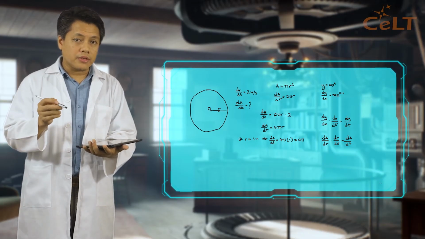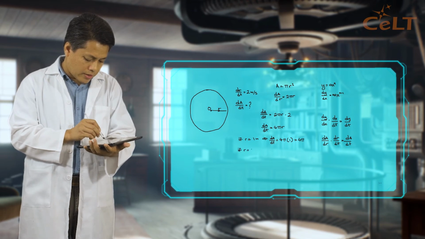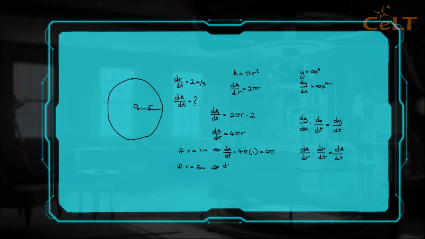Pi is just a constant, an irrational number, the value of which is roughly 3.14. So now, when the radius is 1 meter, dA over dt, the rate of change of the area of the circle, is equal to 4 pi meter square per second. But if the radius is 5 meter, so r equal to 5, then dA over dt is equal to 4 pi. The value of r is now 5, so that is equal to 20 pi.